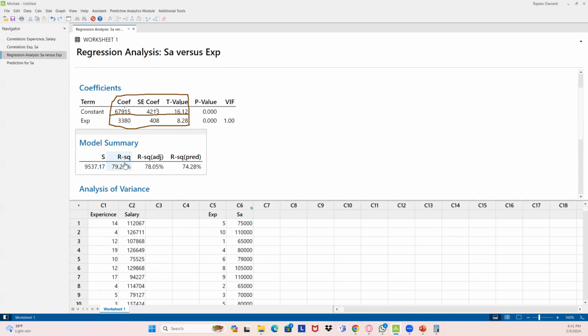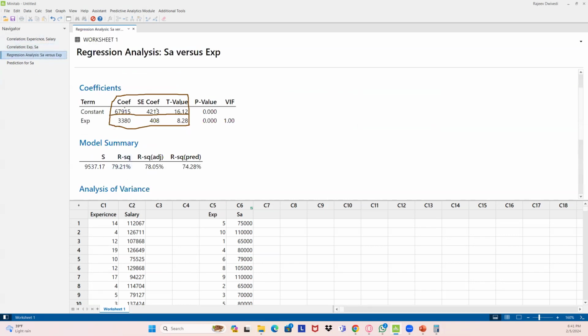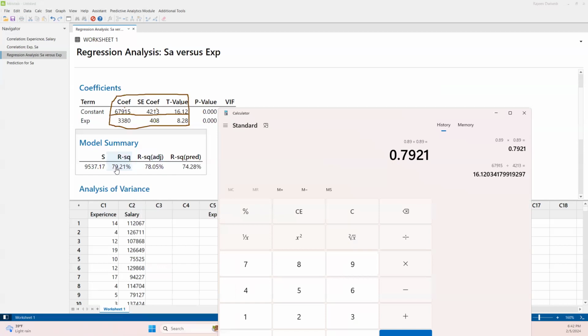Now here I said R square. So what was our correlation? Correlation was 0.89. So R square, what is R square? Let's see. 0.89 multiplied by 0.89 and we get 0.7921. So same value we get here, R square.